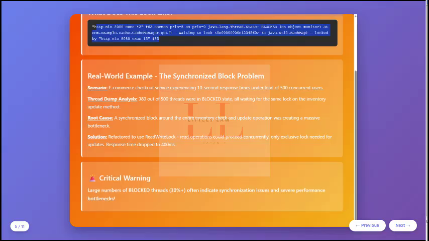So what was the root cause? When I was doing the root cause analysis, I found that there was a synchronized block around the entire inventory check and update operation, creating a massive bottleneck. Only one thread at a time could execute this code, so everyone else had to wait. The solution, which I suggested to the development team, was to refactor it using a read-write lock, because this allows read operations to proceed concurrently. Multiple threads could check inventory at the same time, and all we needed was an exclusive lock for actual updates. The response time dropped from 10 seconds to 400 milliseconds.